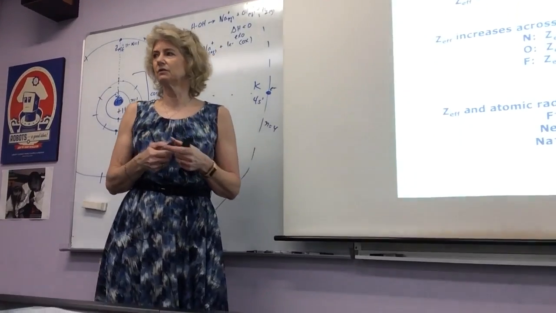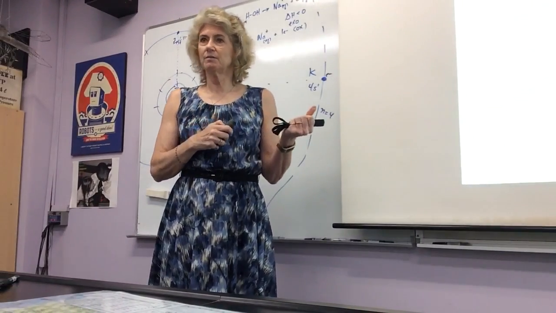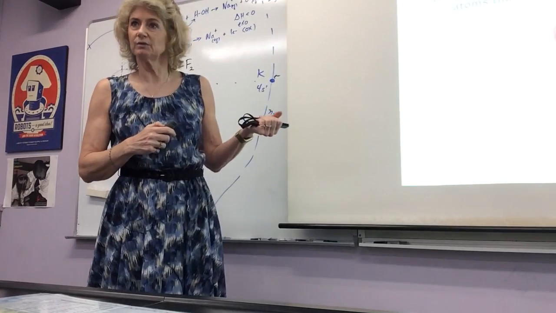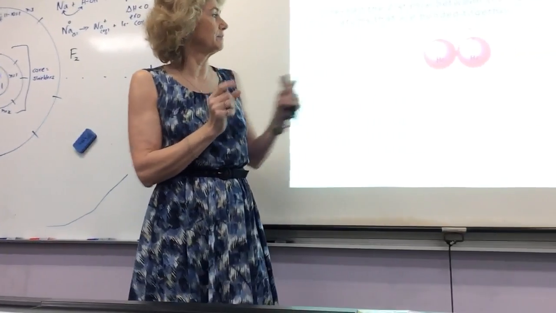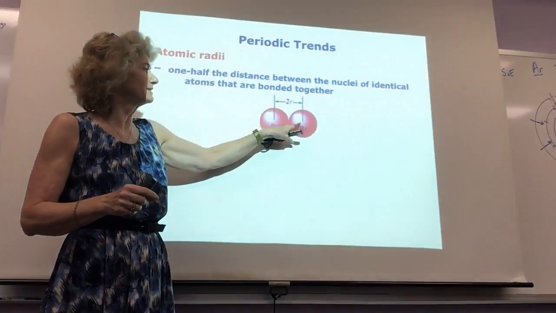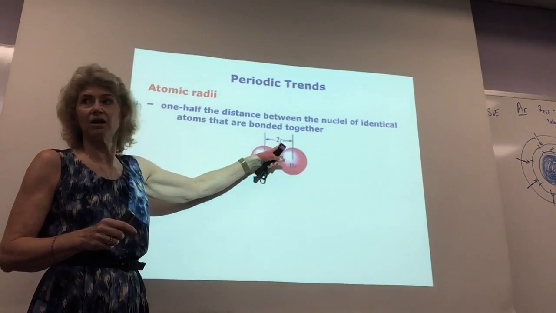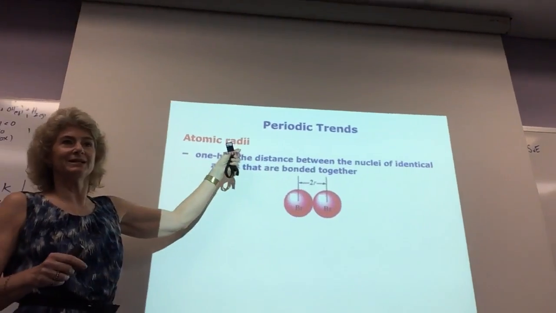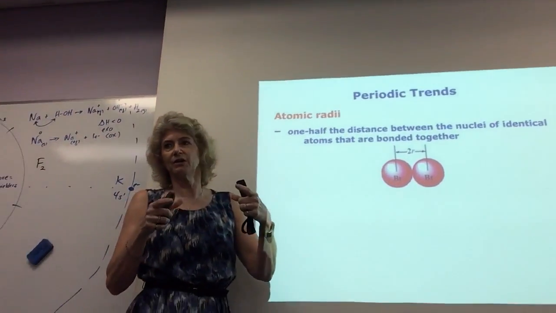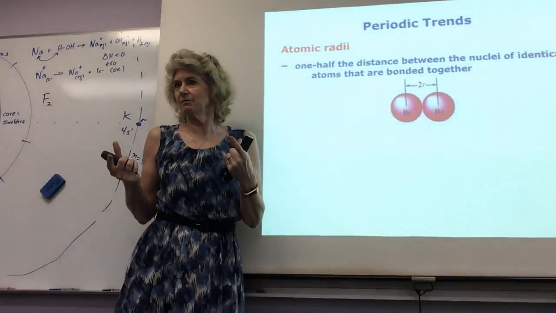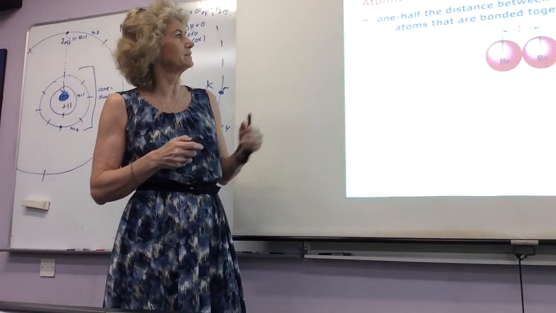I know some of you have done it on the WebAssign. So remember, we can't measure a cloud. So what we do instead is we get homonuclear diatomics and measure from the dense nucleus to the dense nucleus. Half of that distance is R. So it's called atomic radius, even though we're talking about the diameter of the shell. We can't measure the diameter. We can only measure the radius when they're like this.